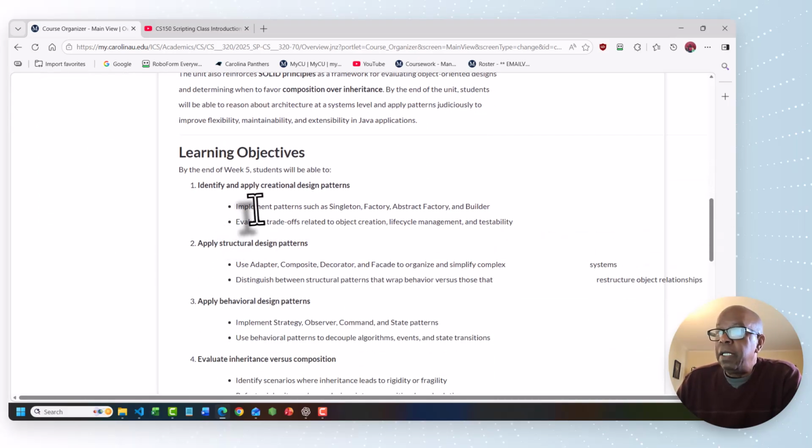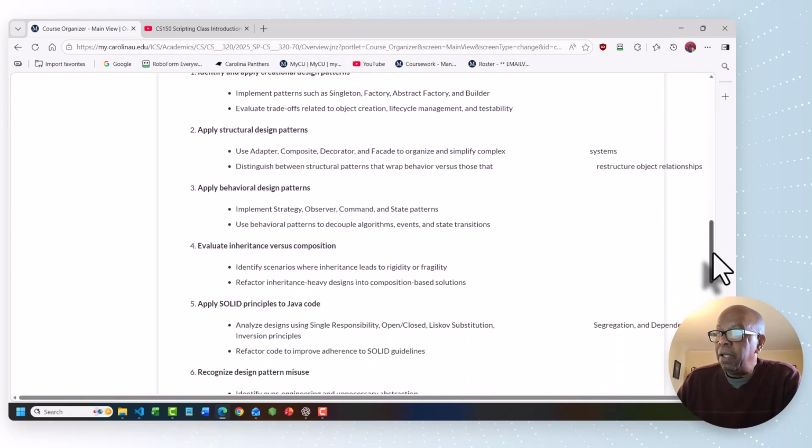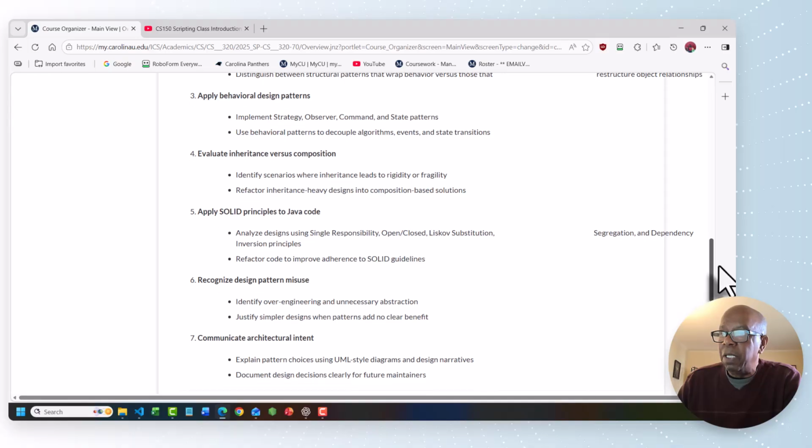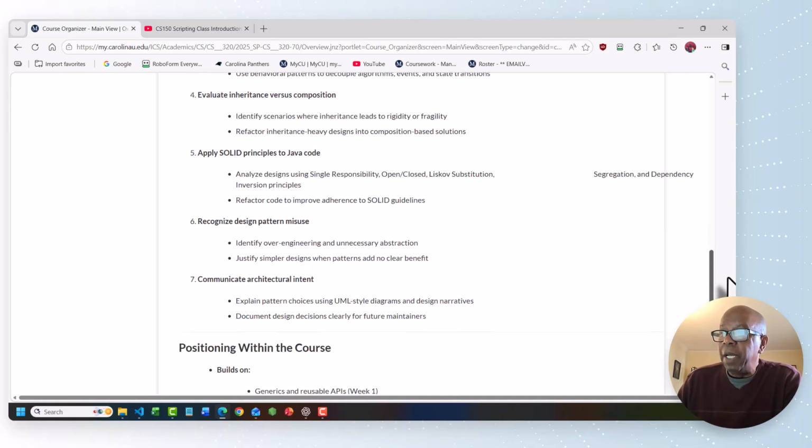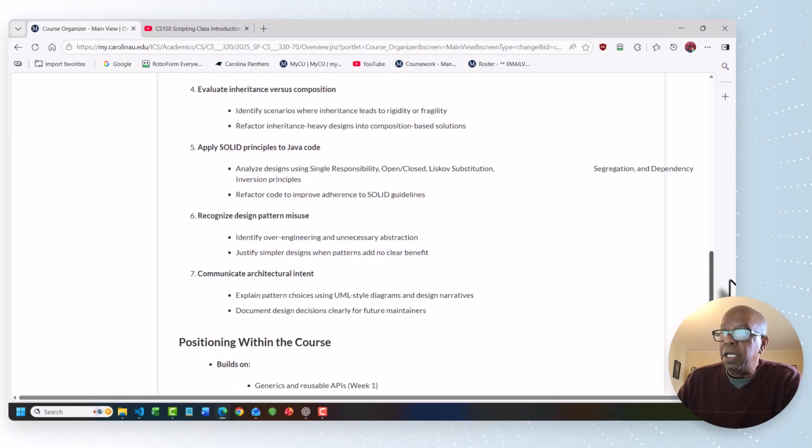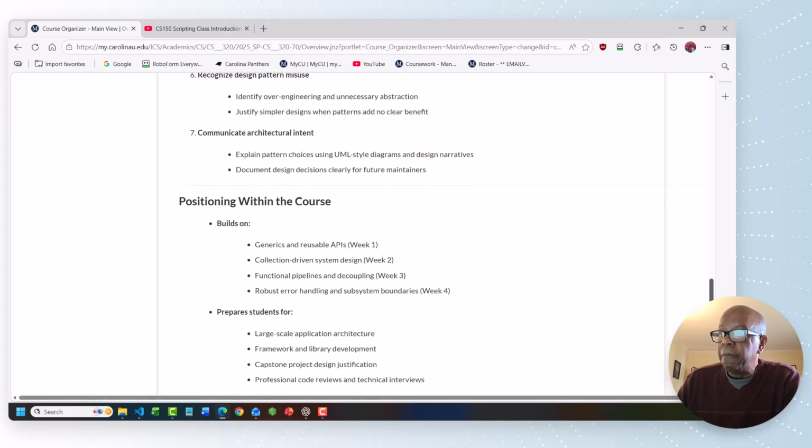So we're looking at our objectives of identifying and applying creational design patterns, applying structural design patterns, applying behavioral design patterns, evaluating inheritance versus composition, which we stated above, applying SOLID principles. We'll get into that deeply. What is that and how does it work? Recognize design pattern misuse, and communicate architectural intent.